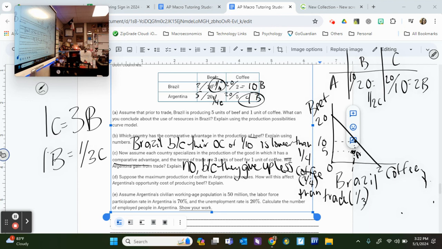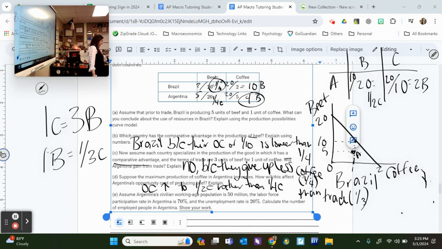Argentina's opportunity cost increases since the price to produce 1 beef increases. The price? No, opportunity cost. Sorry. Your explanation was just the ratio changes? Yeah, they'll take that. Looks like there's more coffee per unit. Opportunity cost increases to 1/2 coffee rather than 1/4 coffee. Okay. All right.